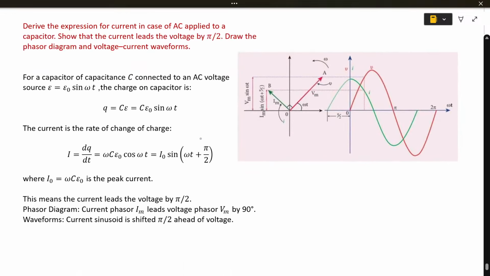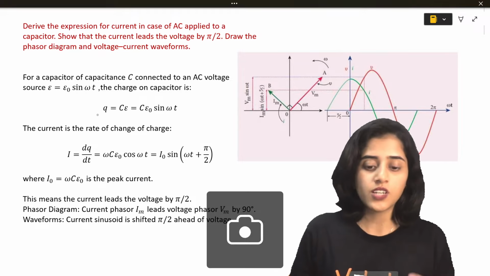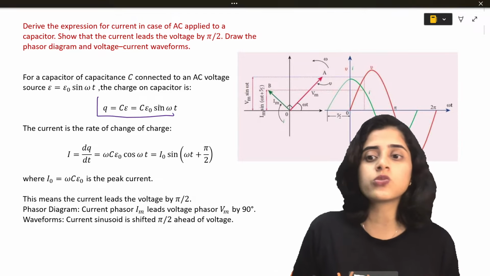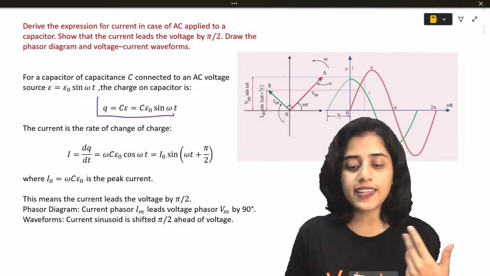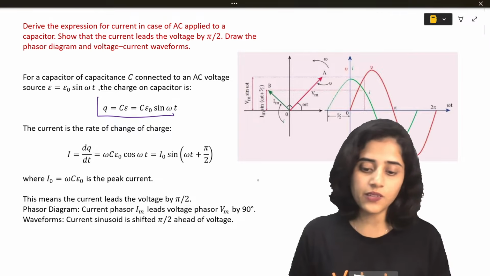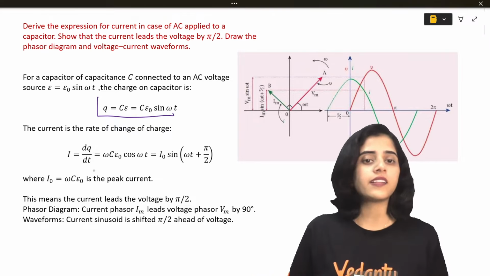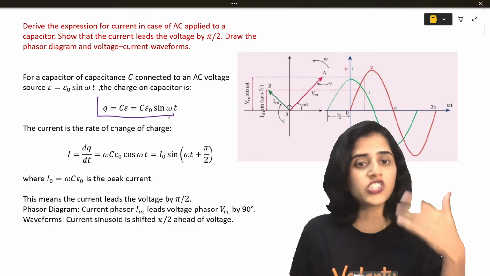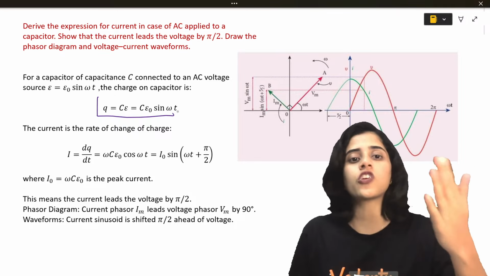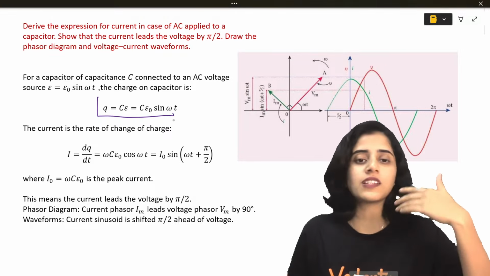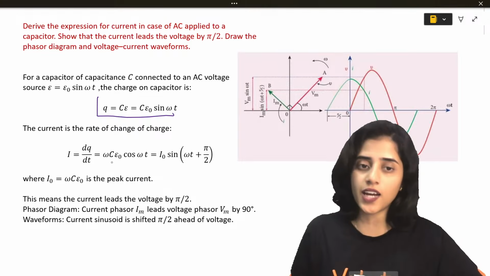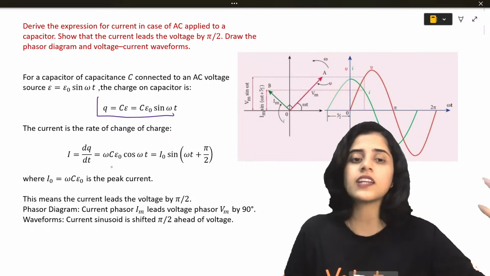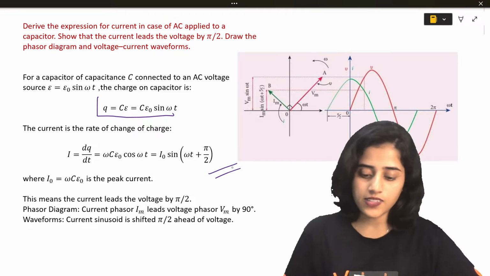Next question. Derive the expression for current in case AC is applied to a capacitor. Show that current leads voltage by pi by 2. Draw the phasor diagram. Here current is leading. So you start by charge. You start with the formula Q is equal to C E naught sine omega t. And I is dq by dt. So you differentiate q. What is q? C E naught sine omega t. What is the differential of sine omega t? Cos omega t into omega. And then you get this answer.